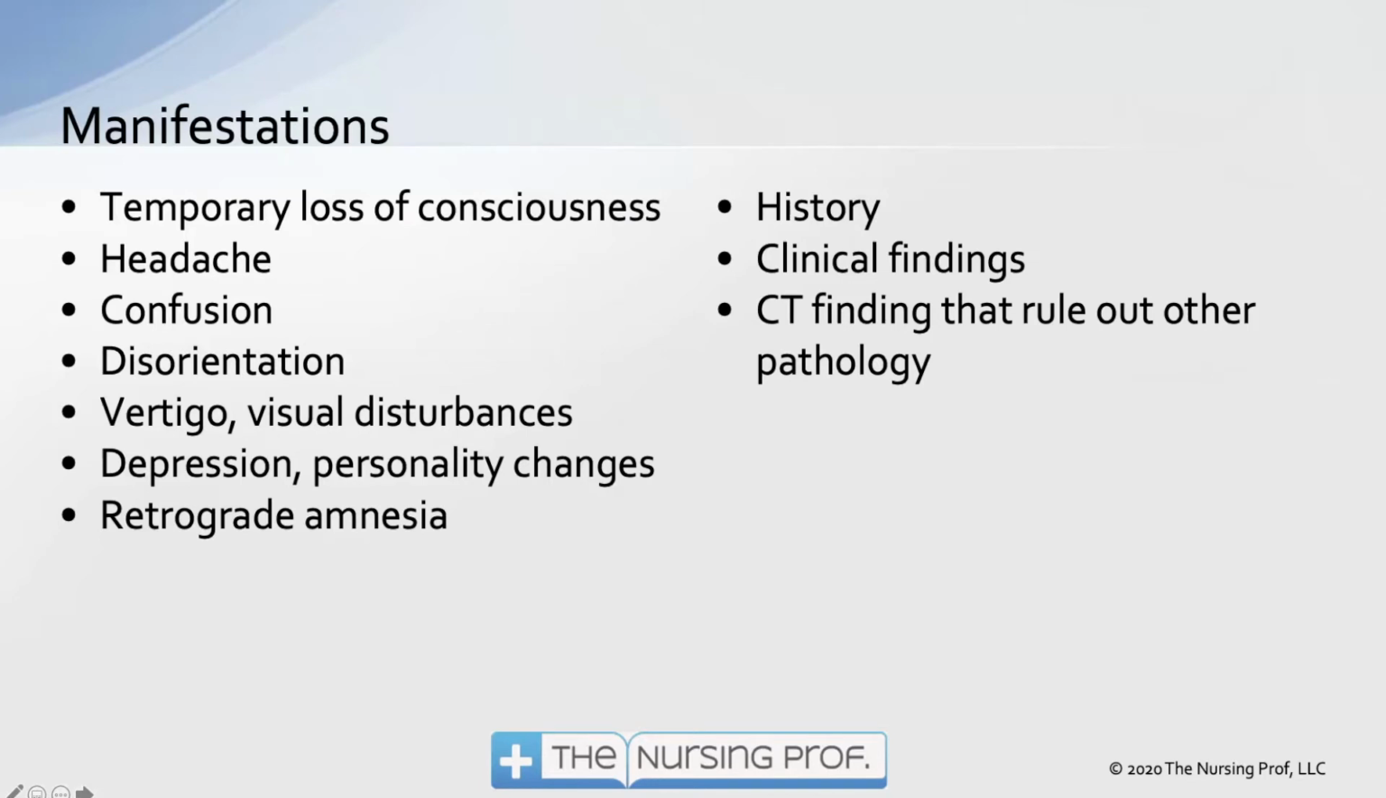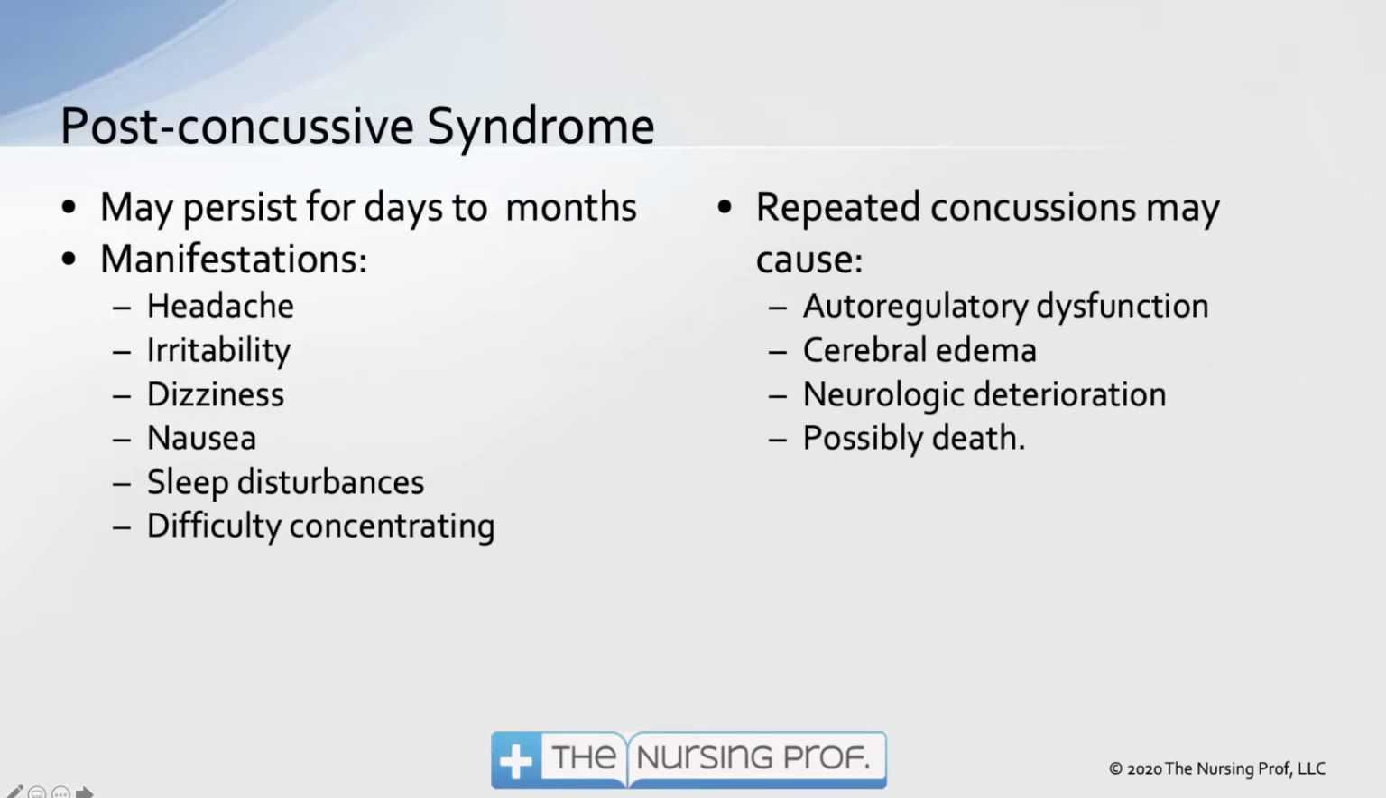So symptom-wise, temporary loss of consciousness, the headache, confusion, disorientation, etc. We're going to go on the history, the clinical findings, and then CT scan to rule out any other pathology. So we're going to try and rule out any bleeds, etc. Post-concussive syndrome, again, as I mentioned, it can last for days to months. Repeated concussions, that's where we're really going to get into a lot of problems. We've heard a lot about this from our football players who have the repeated concussions over time, and they end up having a lot of neurologic dysfunction and maybe even go into early dementia or possibly death at an early age.